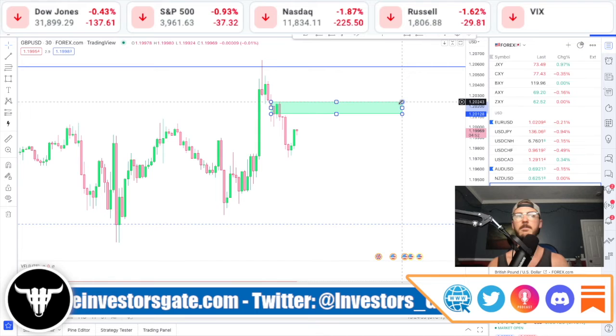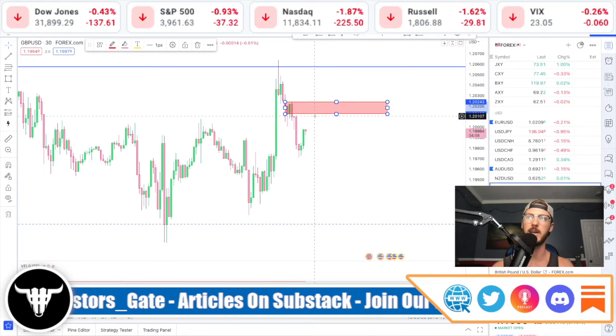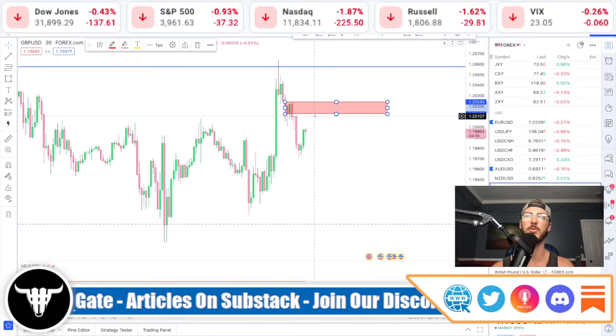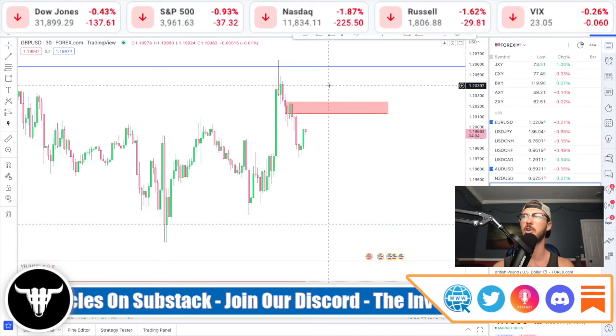All right, so we got this area right here. Now I don't hate it, but I always want to keep in mind that when you go lower down on the time frame, these levels are not as reliable as if you saw them on a 4-hour or daily chart or something like that. So I would prefer, especially for the risk to reward, to play this level.